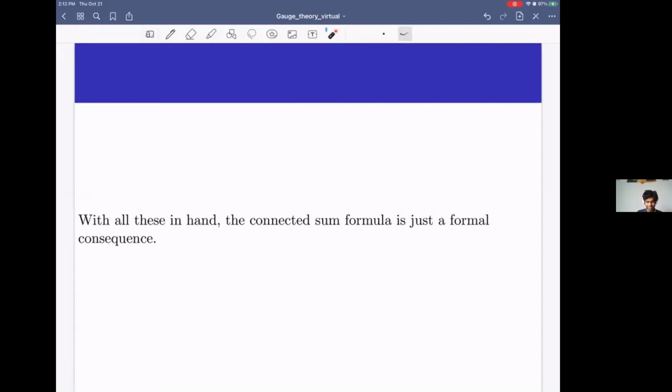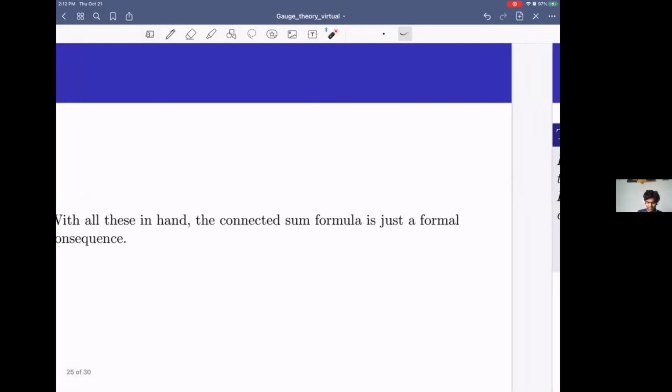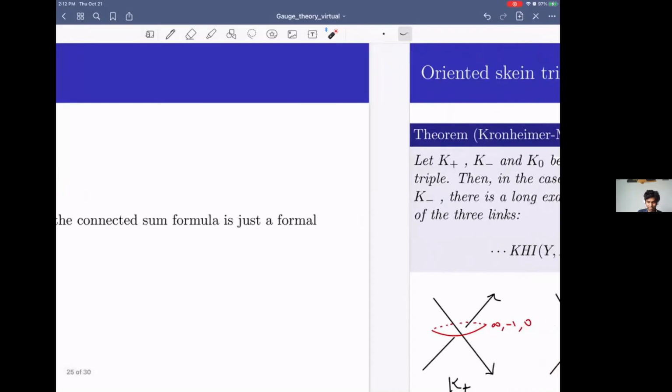And as I was saying in the beginning, we realized a few days ago that we can probably also use the same argument to prove the oriented skein triangle for the minus version of instanton knot homology. So maybe in the remaining time, I would say how we do that. So here is the idea.